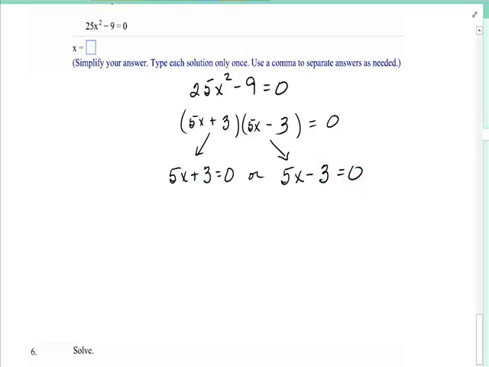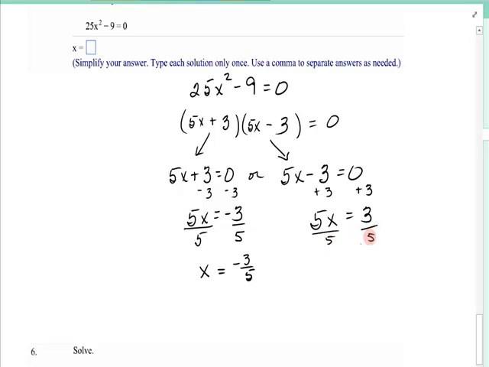If I solve this first equation, it's got an extra step. I need to subtract the 3. 5x is equal to -3, but I have to divide by 5. And I'm going to get a fraction, and I'm not going to freak out about that. It's just a valid answer. The other one, I'm going to add 3, so 5x is 3, divide by 5, x is 3/5.